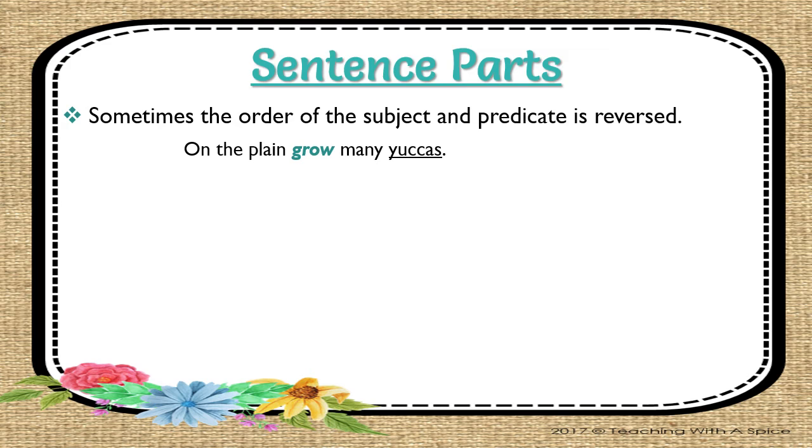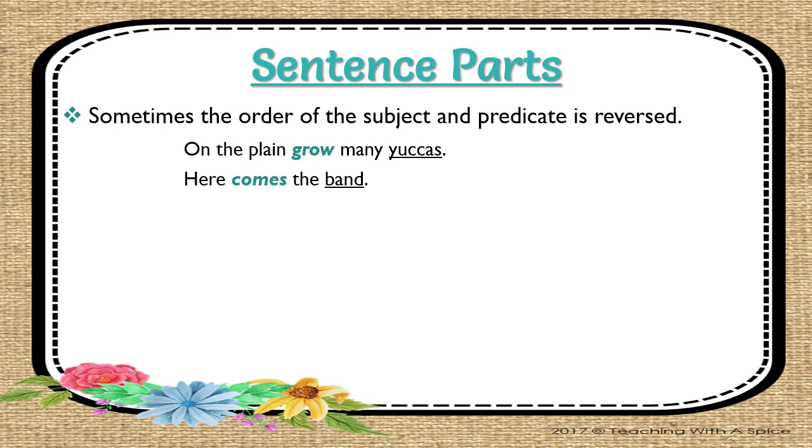When you need to analyze the sentence, you really need to think about it. Don't just choose the first noun you see. For example, the first noun we see here is the noun plain. But the plain is not doing the growing. That doesn't make sense. When you stop to analyze your sentence, you realize plain is not growing. The yuccas are growing. So you cannot put plain as your subject. It has to be yuccas instead, because the yuccas are the things that are growing.